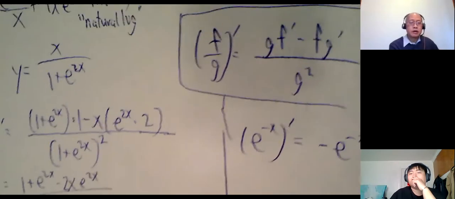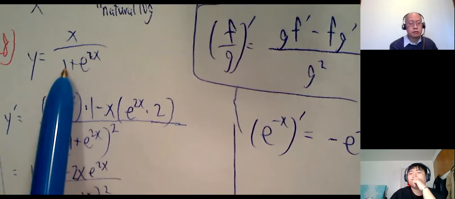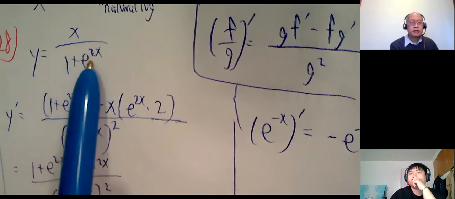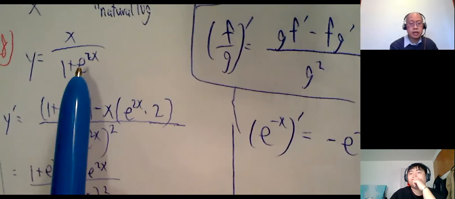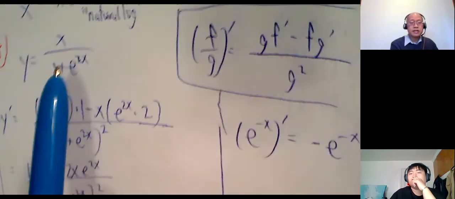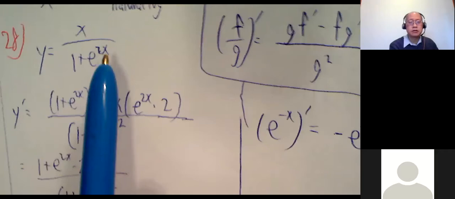So what's the derivative of the bottom? The derivative of 1 is 0, so forget about it. Derivative of e to the 2x is e to the 2x times 2 by the chain rule. That 2x, that exponent, is like the inside function, so to speak.